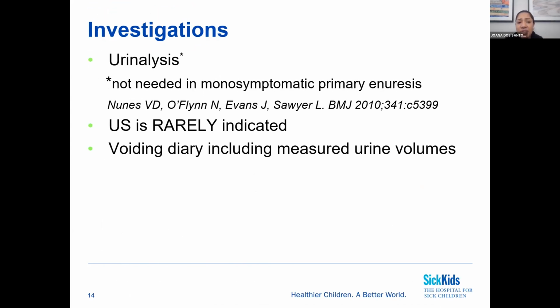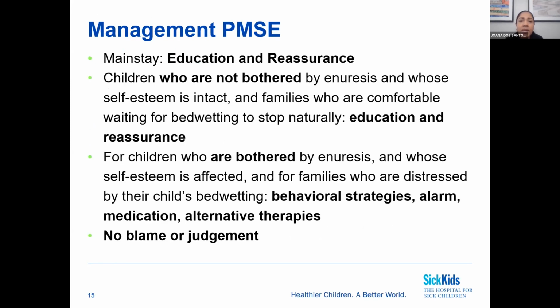In terms of investigations, not much needs to be done other than urine analysis. And if you are 100% confident you have monosymptomatic primary enuresis, you don't necessarily need to do urine analysis right away. The ultrasound is rarely indicated, except for cases that have associated daytime symptoms, hesitancy, poor emptying of the bladder. In that case, doing a screening ultrasound is indicated, and always avoiding diarrhea, including measured urinary volumes.